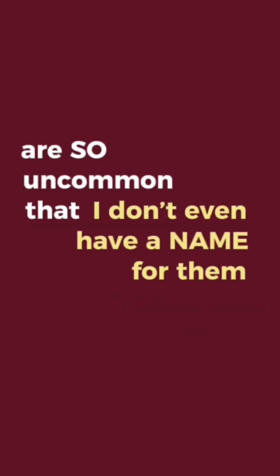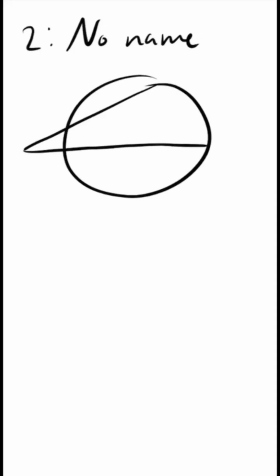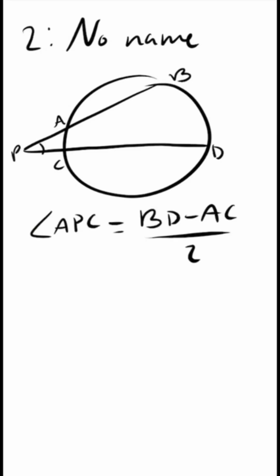Now here is where it gets really weird, because the next ones are so uncommon that I don't even have a name for them. The second formula, with no name, says that if we have a circle as shown with an angle outside drawn, angle APC equals to arc BD minus AC divided by 2. If we then color code it, it would result as so.